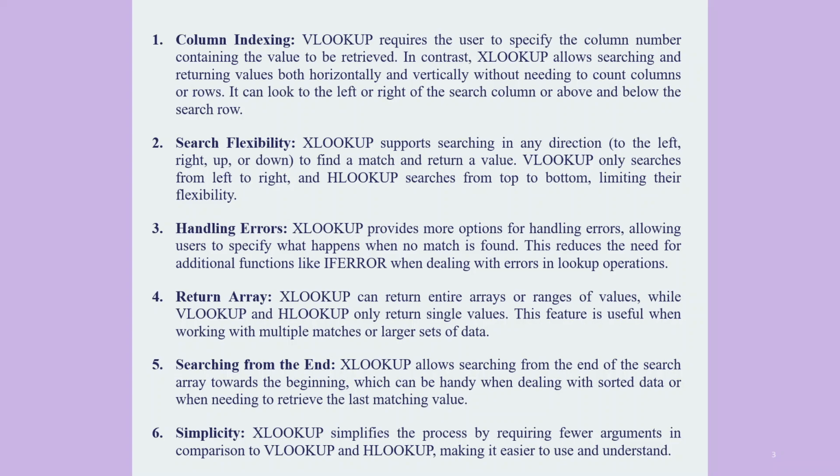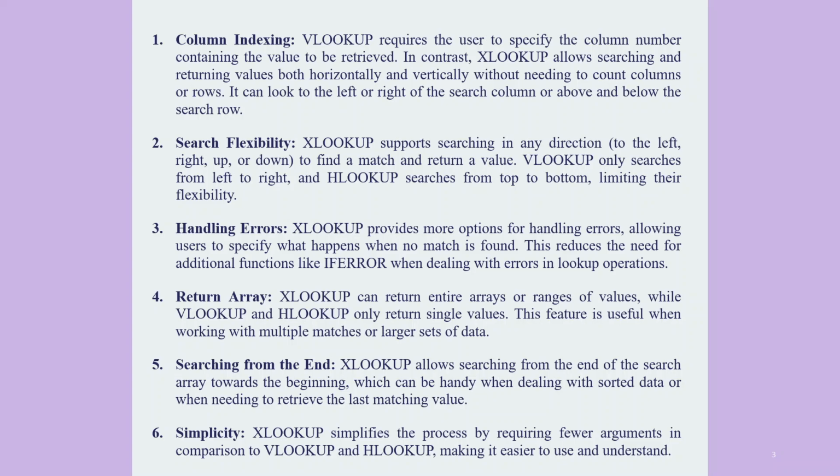Column indexing. VLOOKUP requires the user to specify the column number containing the value to be retrieved. In contrast, XLOOKUP allows searching and returning values both horizontally and vertically without needing to count columns or rows. It can look to the left or right of the search column or above and below the search row.